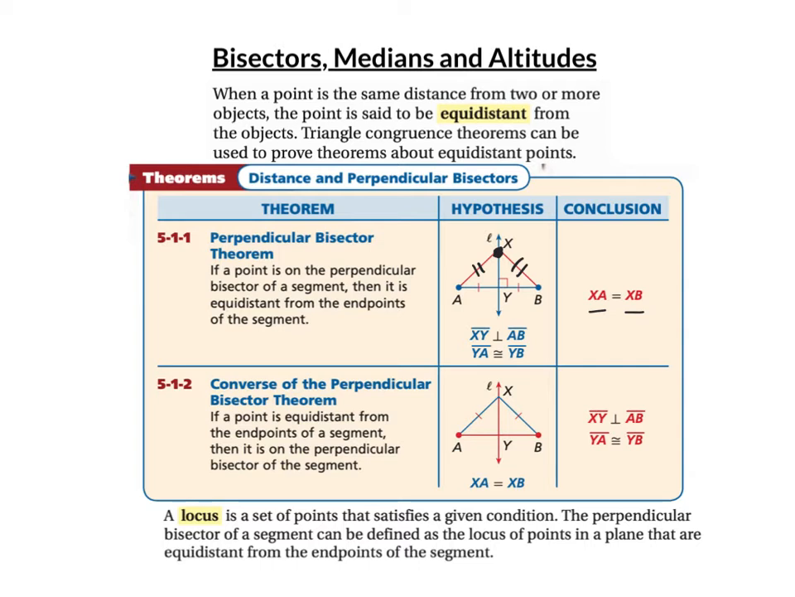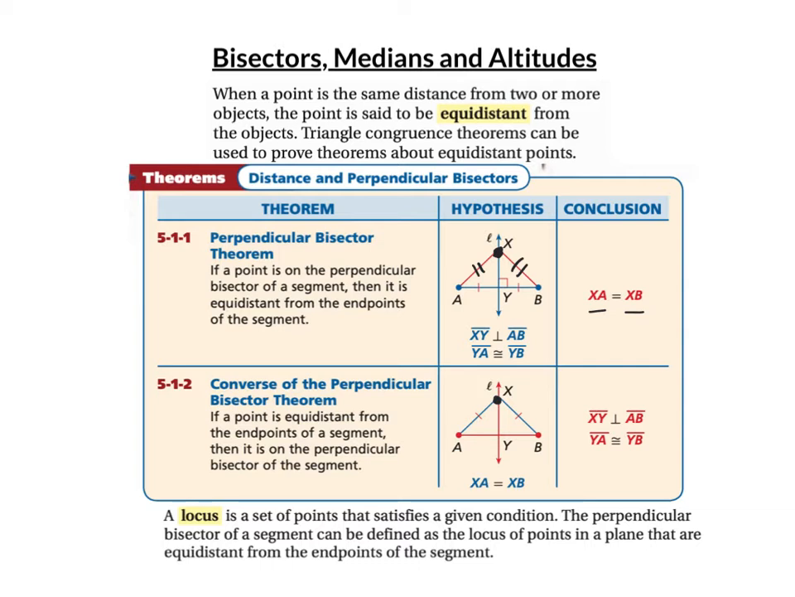The converse is also true. If a point is equidistant from the endpoints of a segment, so this point is the same distance from the two endpoints of the segment, then it is on the perpendicular bisector.